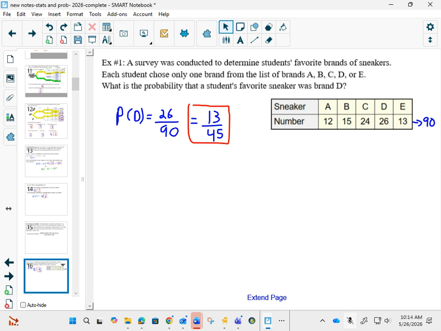Reduce it to the lowest number. Yeah, so we had 26 out of 90 and we wanted to reduce that to the lowest number. I noticed that I could cut both of them in half, so I divided that one by 2 and I divided that one by 2 to get it to the lowest one possible.